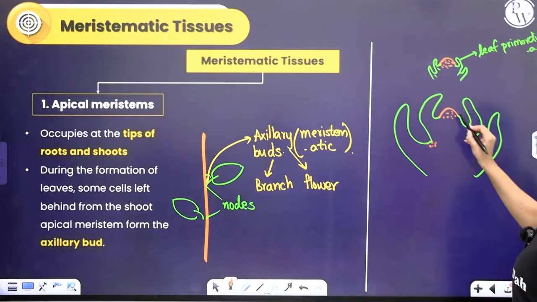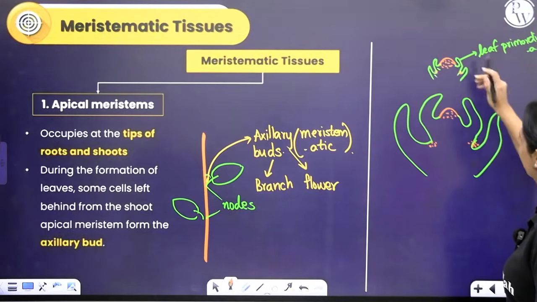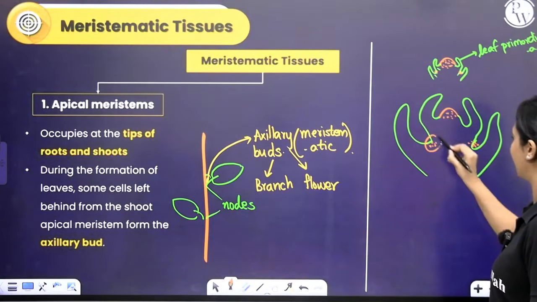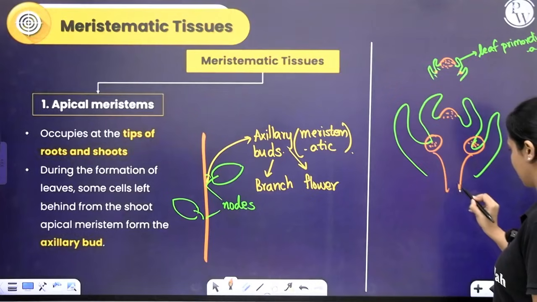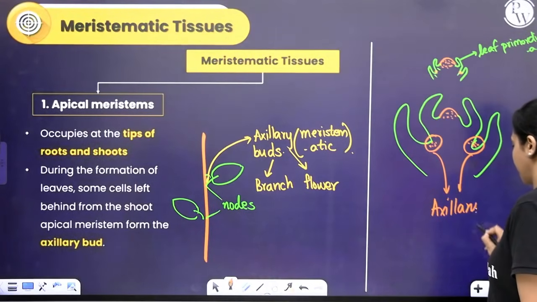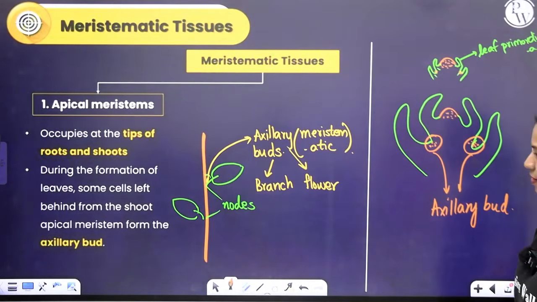Whatever cells from the shoot apical meristem are left behind here as this grows and develops, that is what becomes the axillary bud in the future. In the axillary bud also, you can see that there are meristematic cells.